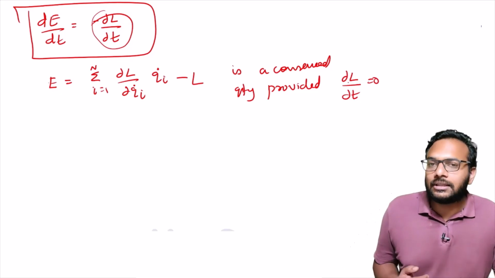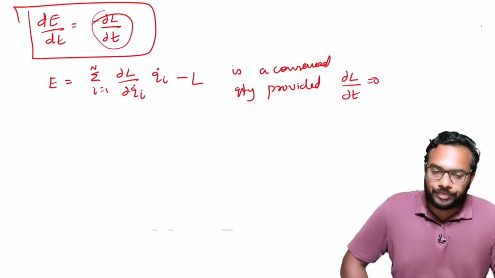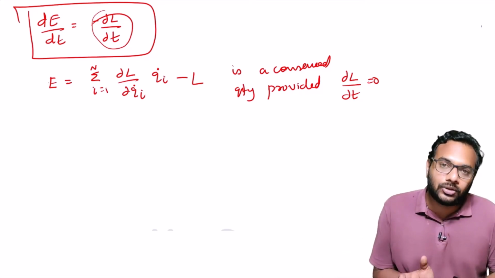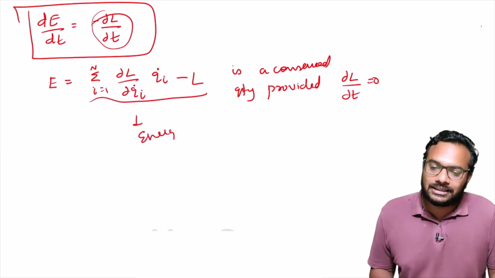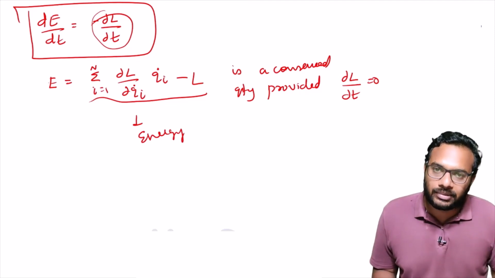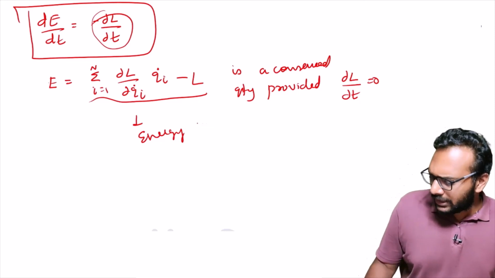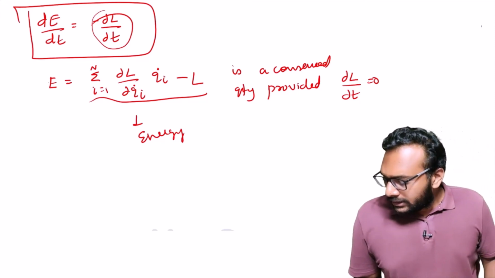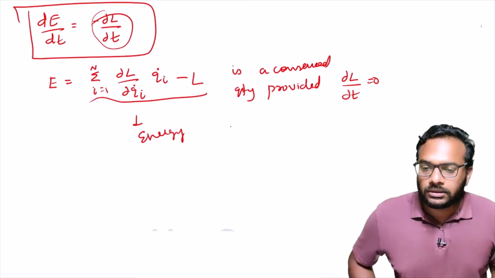When you say ∂L/∂t is equal to 0, it means that the Lagrangian has no explicit dependence on time. So corresponding to this symmetry, that the Lagrangian has no explicit dependence on time, we get a conserved quantity, and this conserved quantity we call the energy. We can check that this is actually the energy of the system for some cases. So this is the energy of the system. We can actually check this.